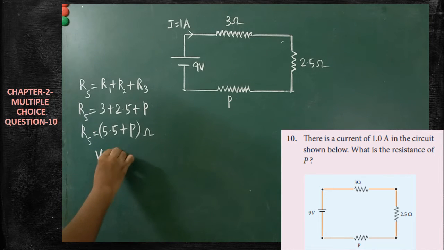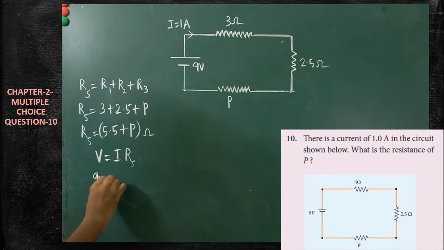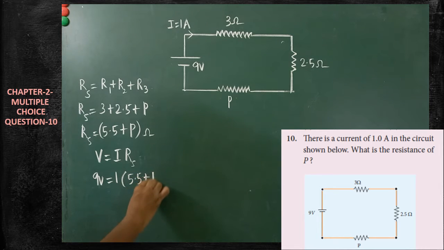V is equal to I into Rs is the formula. Here V value is 9 volt. The current passing through the circuit is 1 ampere. Rs is 5.5 plus P. So in that format we can write 9, that one can be brought down. Are you clear? If the 9 is brought down, 9 divided by 1 is equal to 5.5 plus P. In that format we can write.